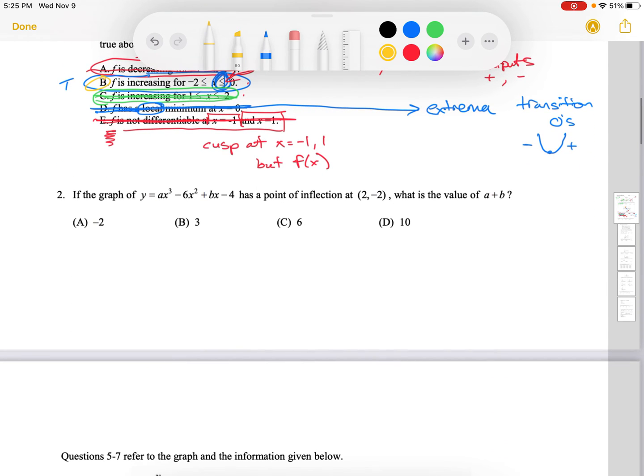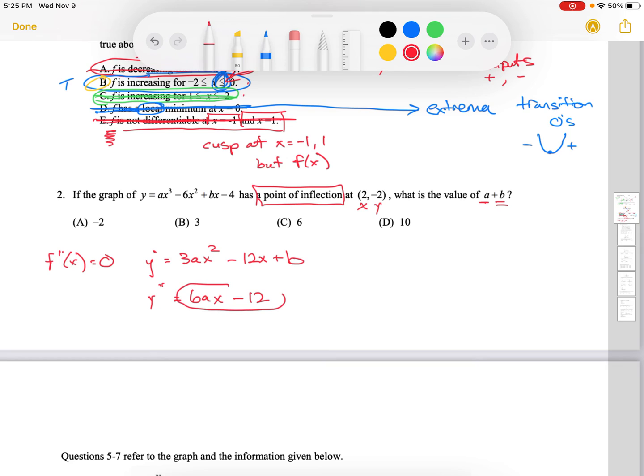And then in the last question on page 1, it says to determine the value of A plus B if there's a point of inflection at (2, -2). Remember, points of inflection occur when f double prime of x is equal to 0. So I'm going to differentiate this twice. Okay, y prime, the first derivative would be 3ax squared minus 12x plus b. That's the first derivative. The second derivative would be 6ax minus 12. This is the second derivative.